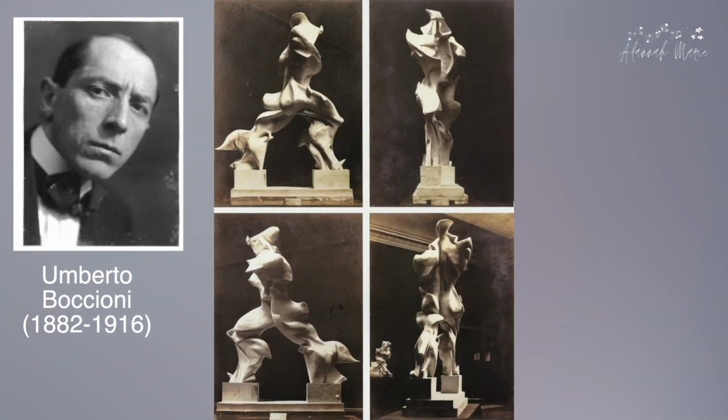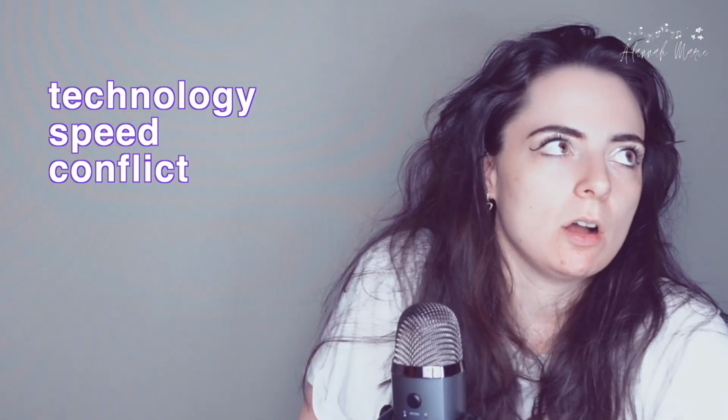Umberto Boccioni, a key figure in the movement. Boccioni's paintings and sculptures, such as Unique Forms of Continuity in Space, exemplify futurist principles of dynamism and movement. So we have technology, speed, conflict, dynamism and movement.